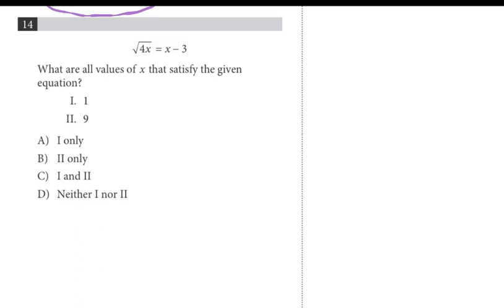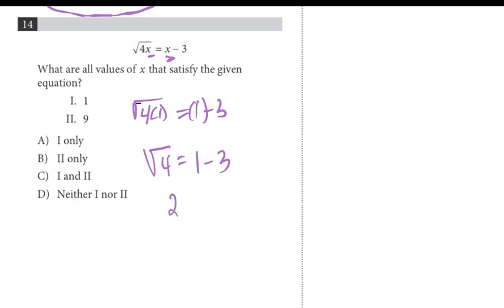So let's plug in 1 for x. So we have the square root of 4x, so the square root of 4 times 1 equals 1 minus 3. So we plugged in 1 here for x, and 1 for this x. So that would be the square root of 4 equals 1 minus 3. The square root of 4 we know is 2, and 1 minus 3 is negative 2, so it doesn't work.